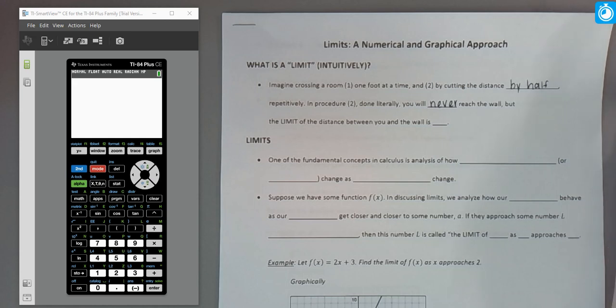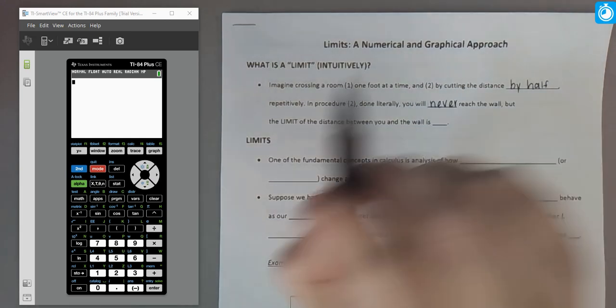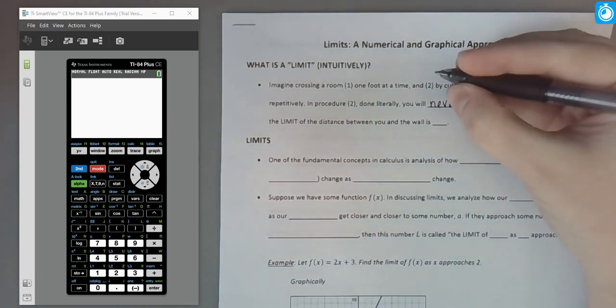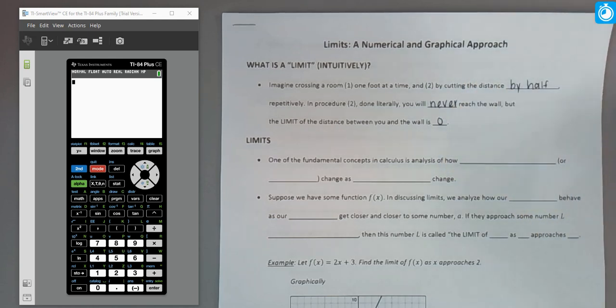So rather than saying that you'll get to the point where the distance between you and the wall is 0, we can say that the limit of the distance between you and the wall is 0. In other words, your distance is approaching 0. We're getting so close, we're getting infinitely close. We never truly reach 0, but we get so close that it almost doesn't even matter. So that's the idea behind a limit.